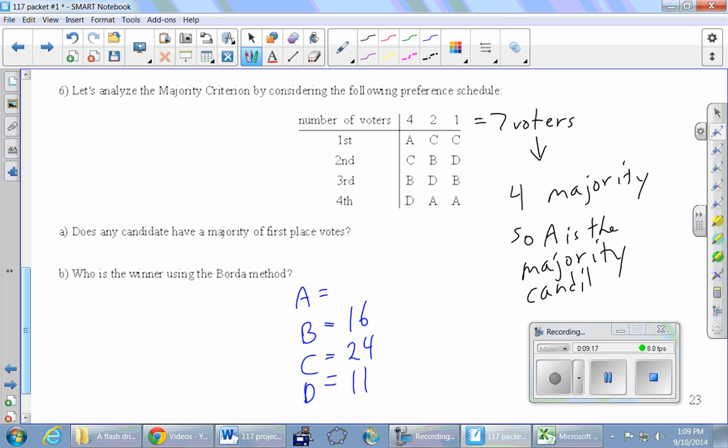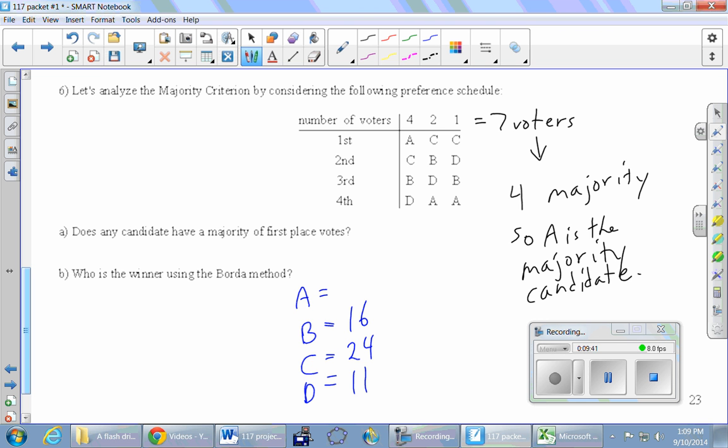So lots of vocabulary that's going to be kind of new. Be patient with yourself as you get used to this new vocabulary. But we say that A is the majority candidate because A had a majority of the first place votes. In most elections, there is no majority candidate, so you don't always have to have somebody with a majority. Okay, so far so good.